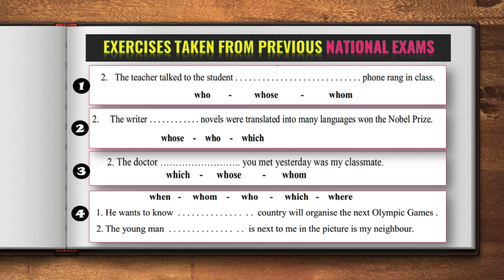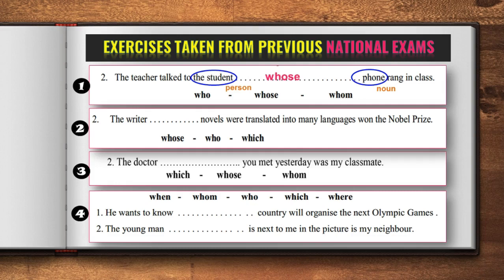We've got who, whose, and whom, and then you need to choose the correct one. Okay? So which one do you think is correct? Let's do it. So we've got here phone is what we call a noun, and here we've got a student is a person. So which one of these things, when we have a noun plus a person, we use whose?